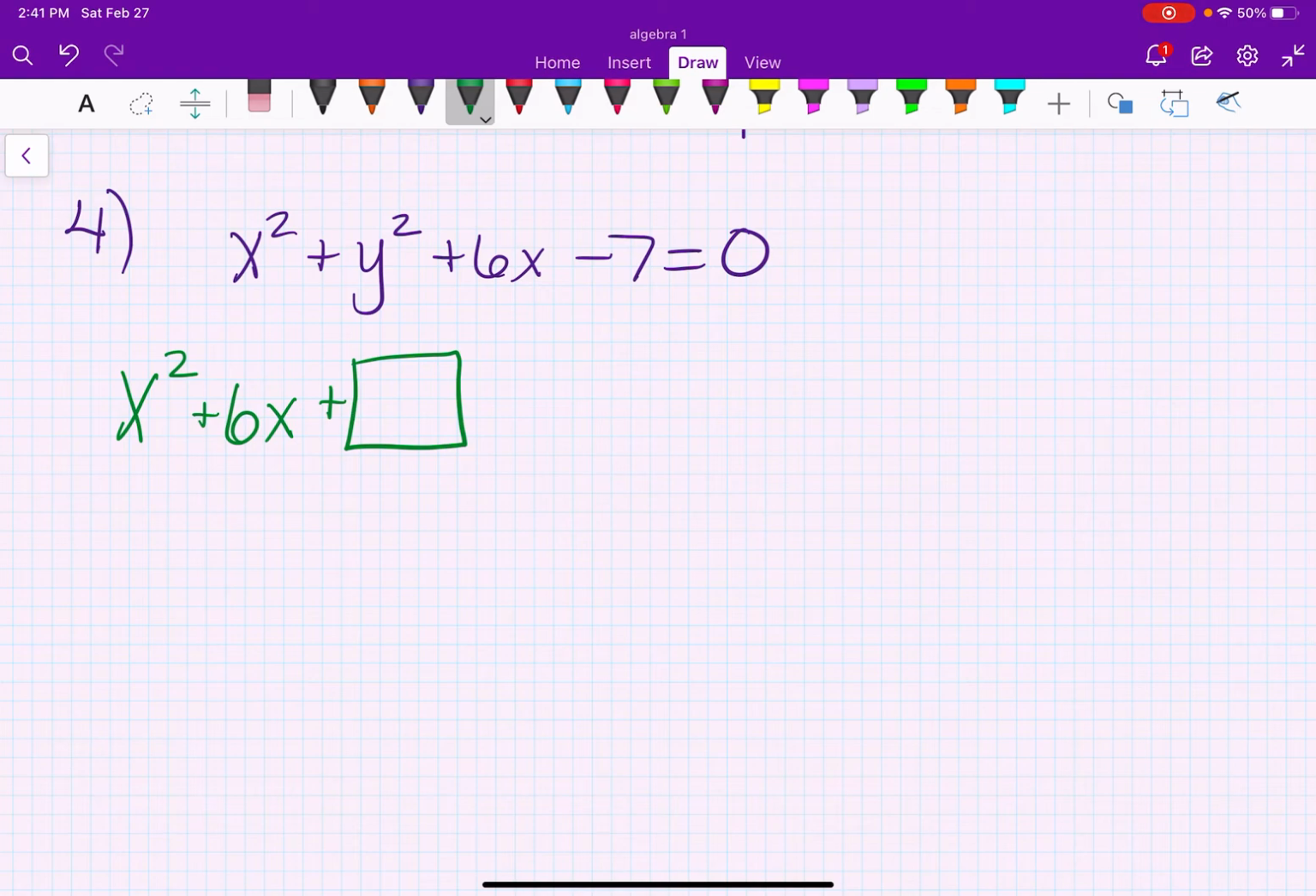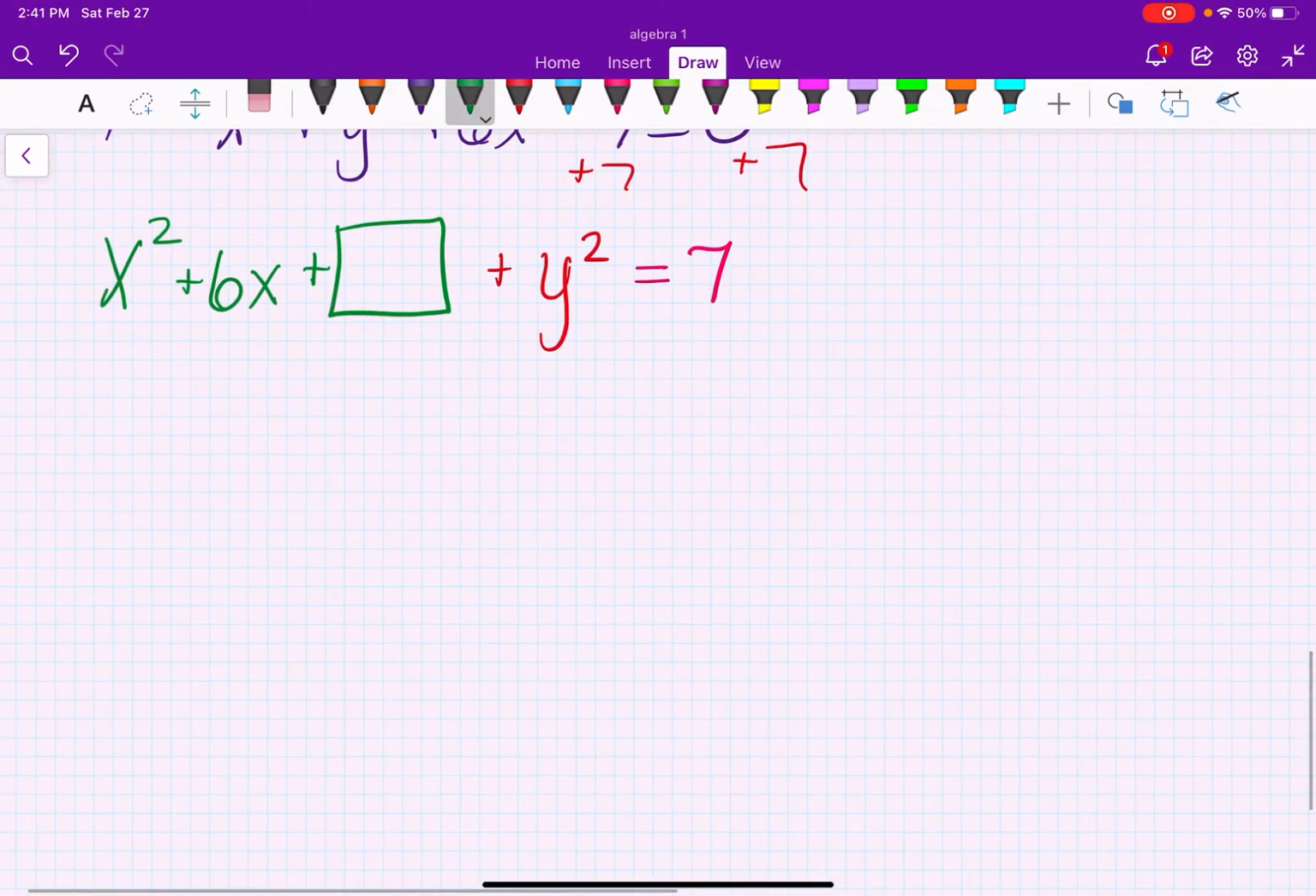Then I'm going to deal with my y. I'm going to put a y squared here, but I don't have any other y's in there. That 7's just in the way, so I'm going to add it to both sides, and I'm putting the 7 over here just to get it out of the way. I don't need to complete the square for the y squared, and I'll show you why in a minute. It's already a perfect square. So let's just complete the green part.